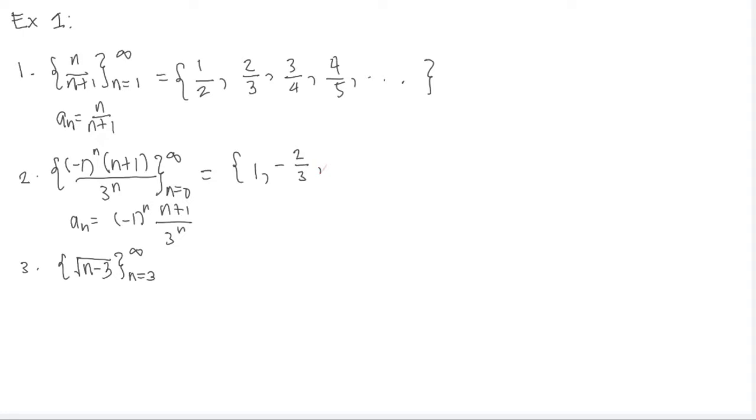So n equals 2, rather. We start with 0, so this is n equals 0, this is n equals 1, and this is n equals 2. Negative 1 to the 2 is positive. n plus 1 is 3. 3 to the 2 is 9. But if we simplify it, we have 1 over 3.